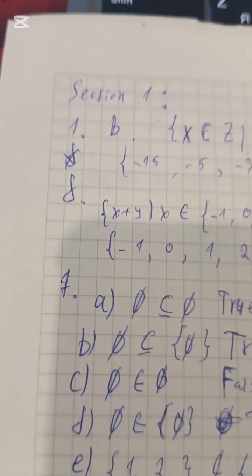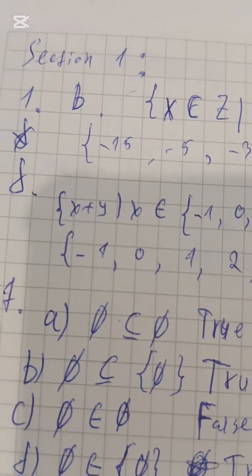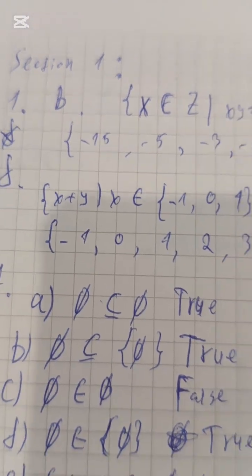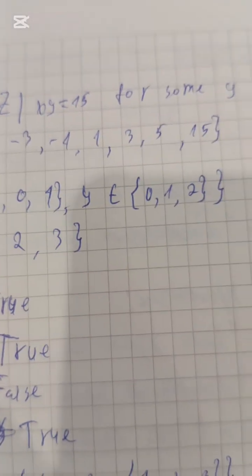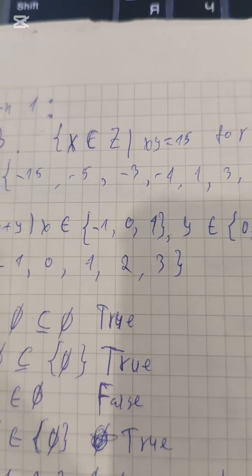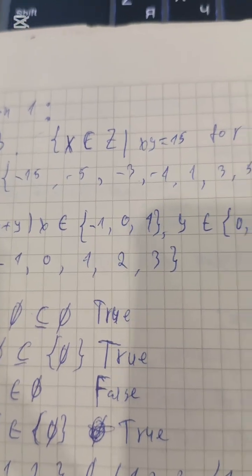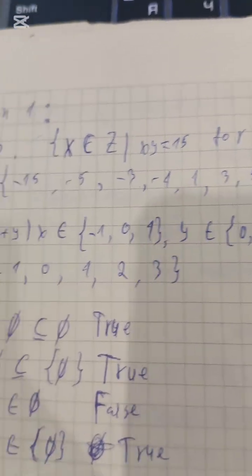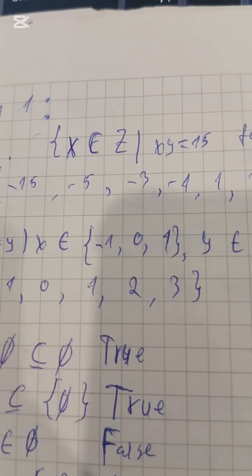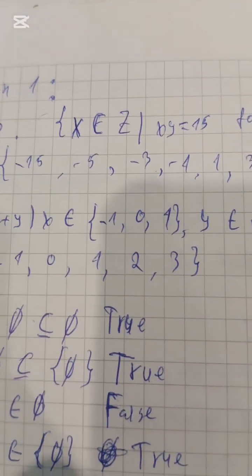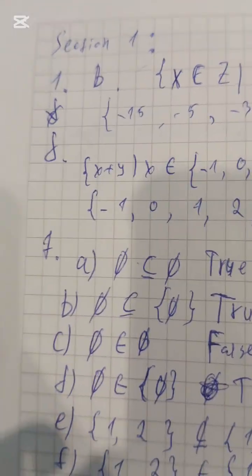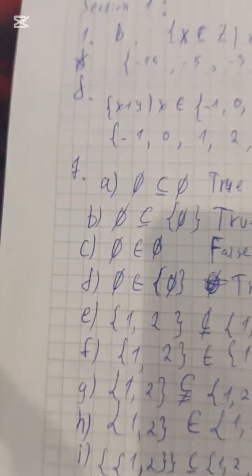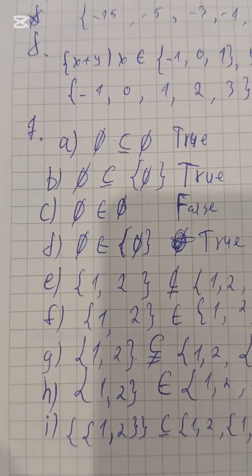In D, we should also find all values, but there is another example. It's x plus y. And the x is equivalent to this set and the y is equivalent to this set. So we're finding all possible values by doing sums of all these values by themselves. So the answer will be like that. And then next in section 1 is 7.